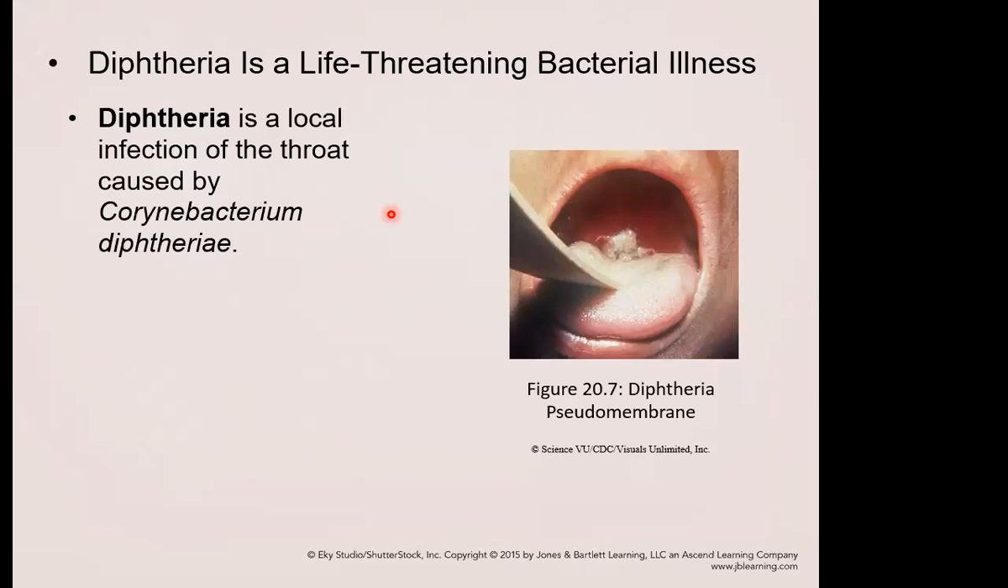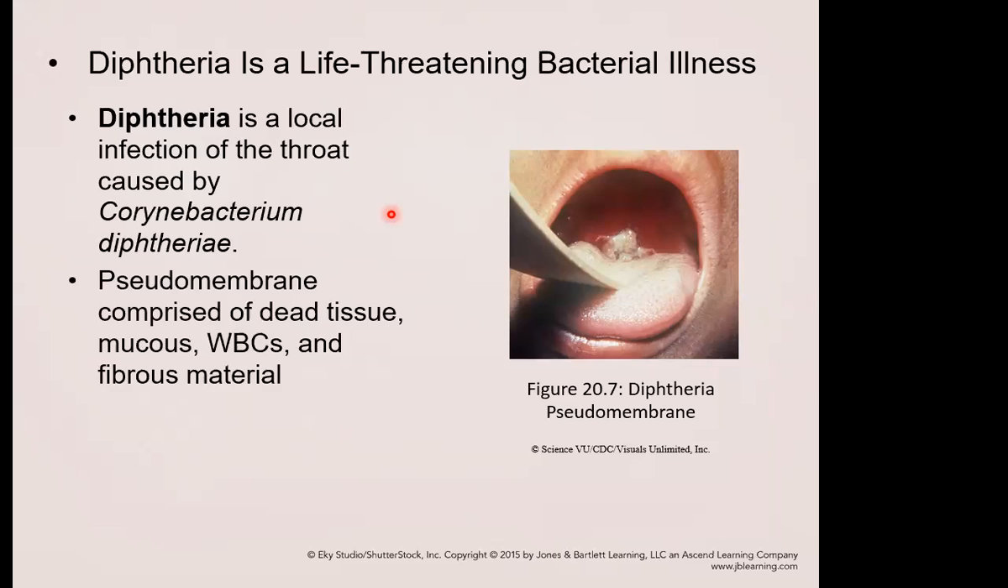All right, so here's the organism that we just mentioned, Corynebacterium diphtheriae. This is going to cause diphtheria. So this is a local infection, meaning it's going to stay in the upper respiratory tract. It's not going to go systemic and spread to the whole body.